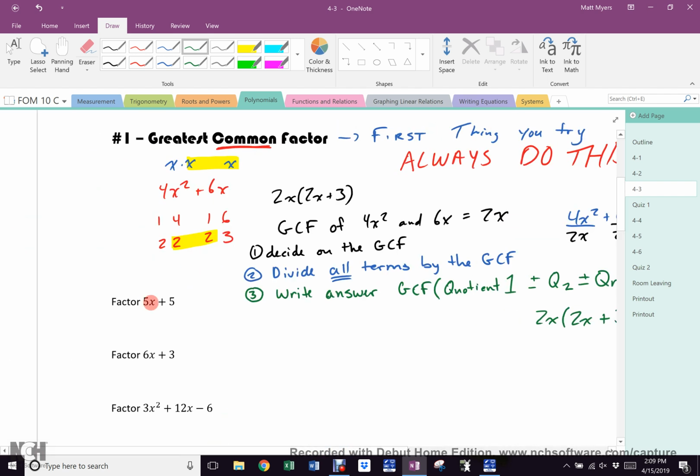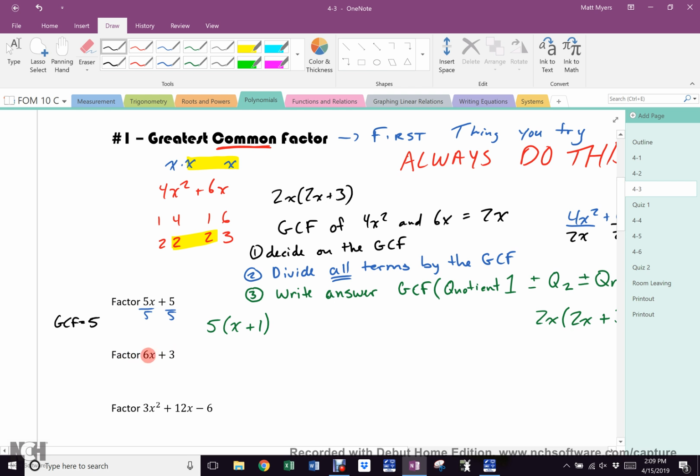Let's start with the easiest one we can. Step 1, in black, what is my GCF? 5. Step 2 in blue, divide all the terms by 5. Step 3 in green, write out the answers. GCF first. My GCF was 5. No, we're doing this one. My first answer was x plus my second answer, 1. Done.